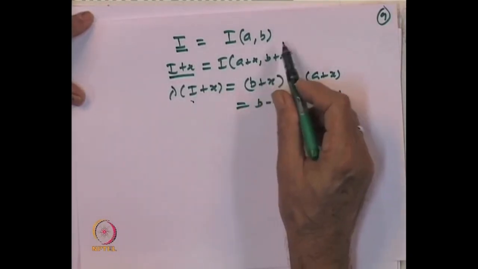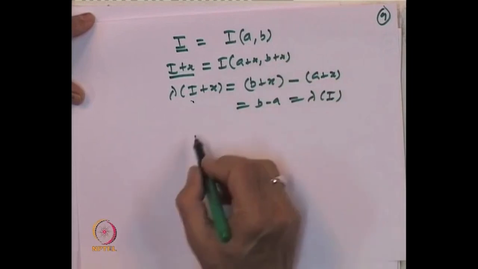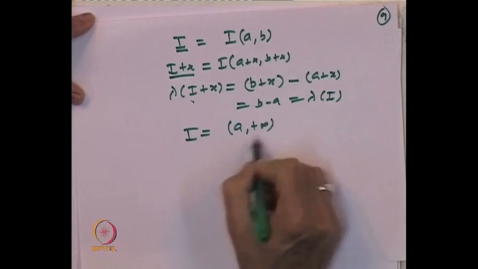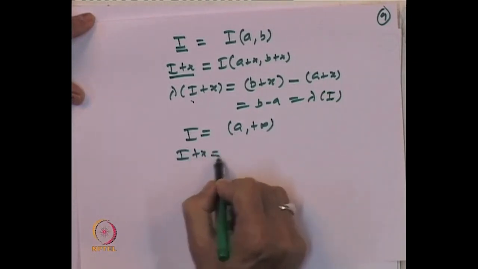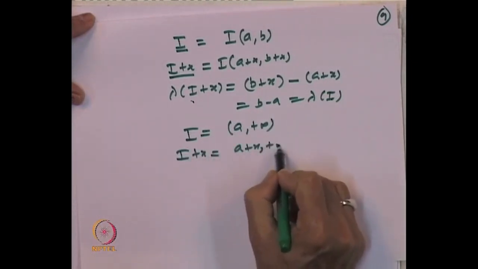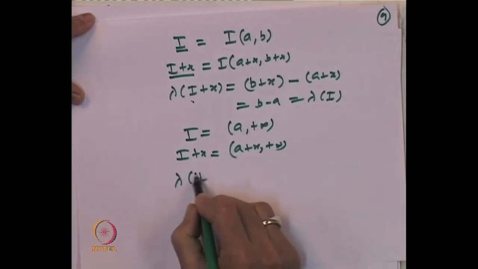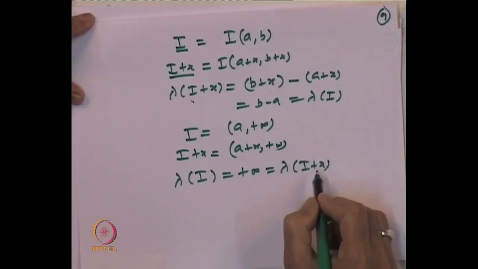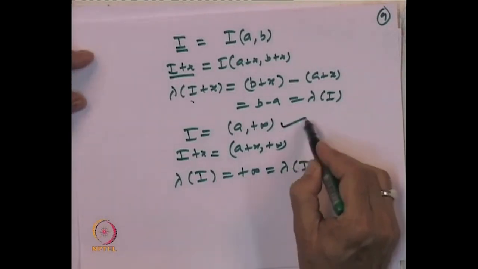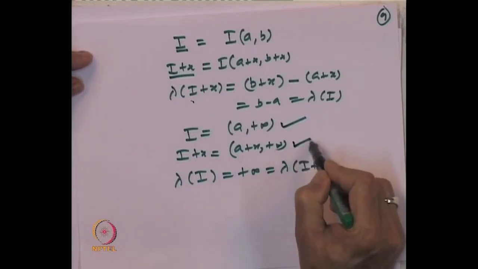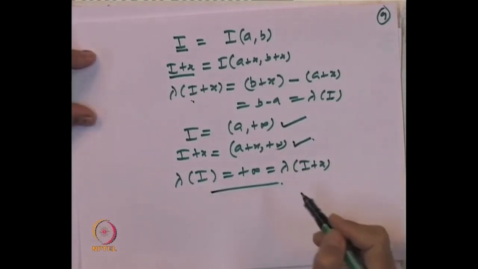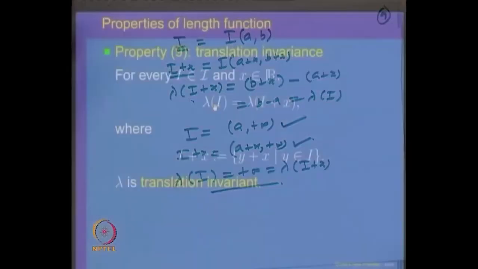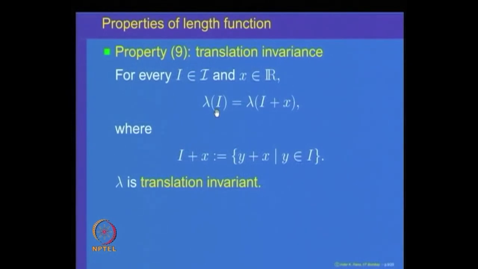And that is for finite, and the same proof continues for infinite, because for example, if I is equal to a to infinity, then what is I plus x? I plus x is a plus x to plus infinity, and in either case length of I is equal to plus infinity, which is the same as length of I plus x. So, we are basically observing that if I is an infinite interval, its translation remains an infinite interval. So, the values of both are equal to plus infinity. So, this is what is called the translation invariant property of the length function.